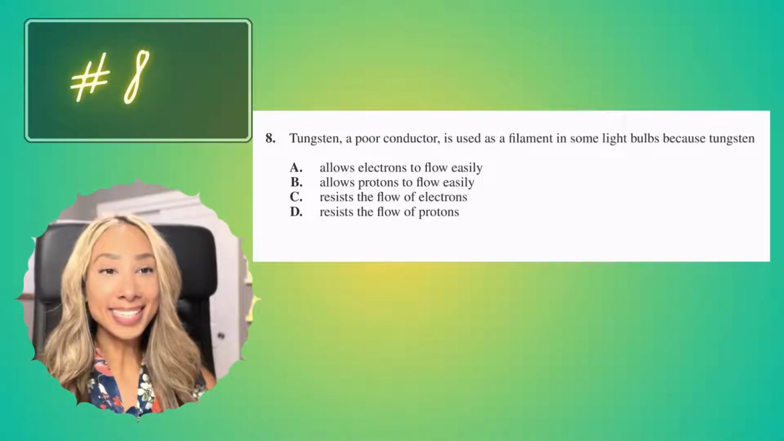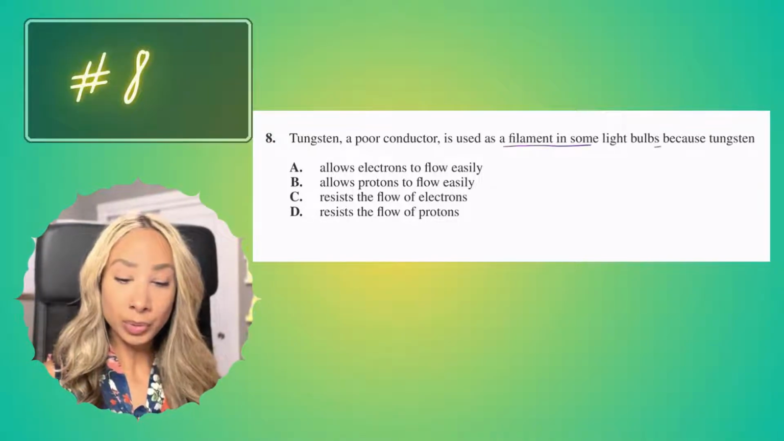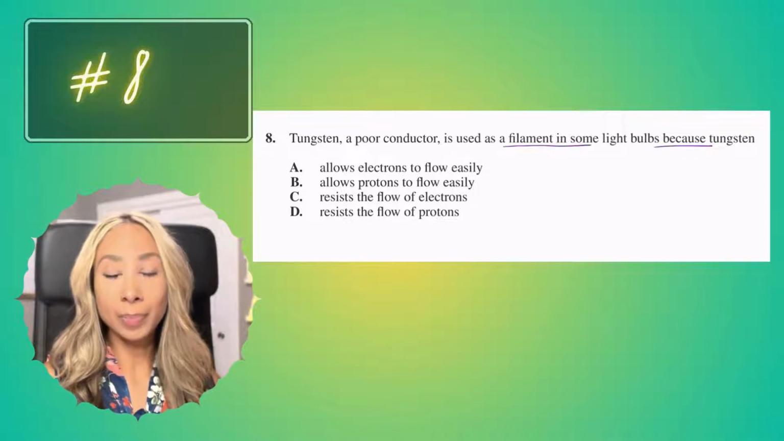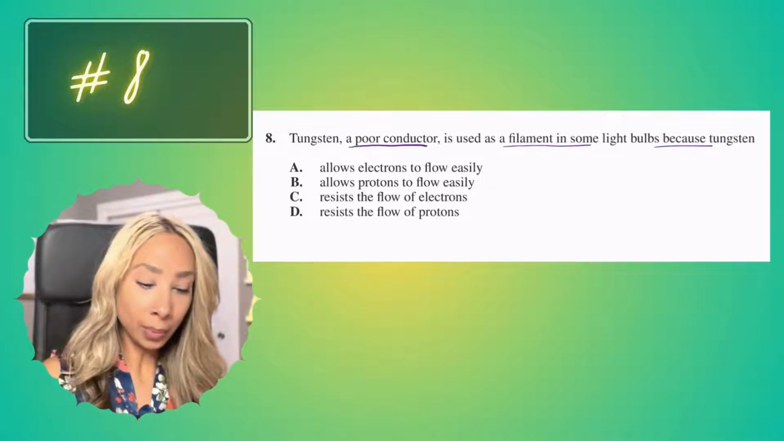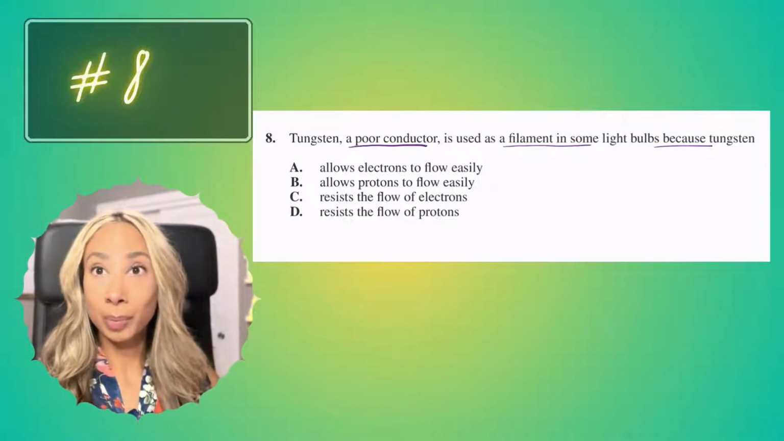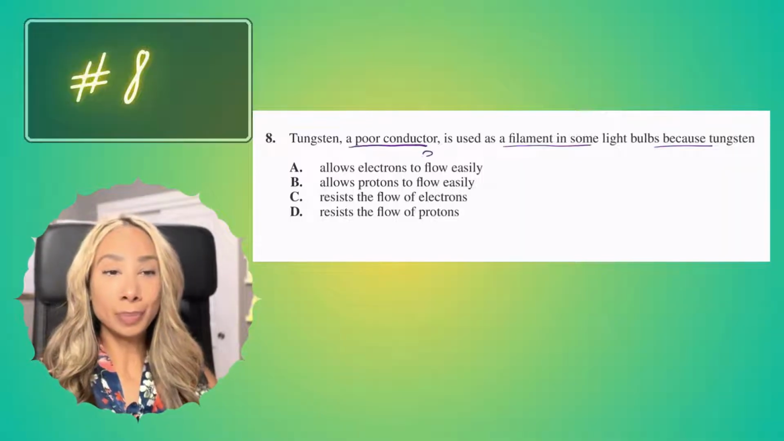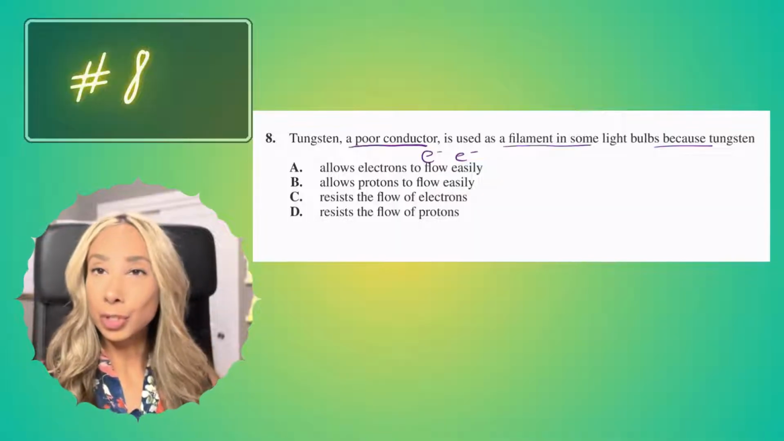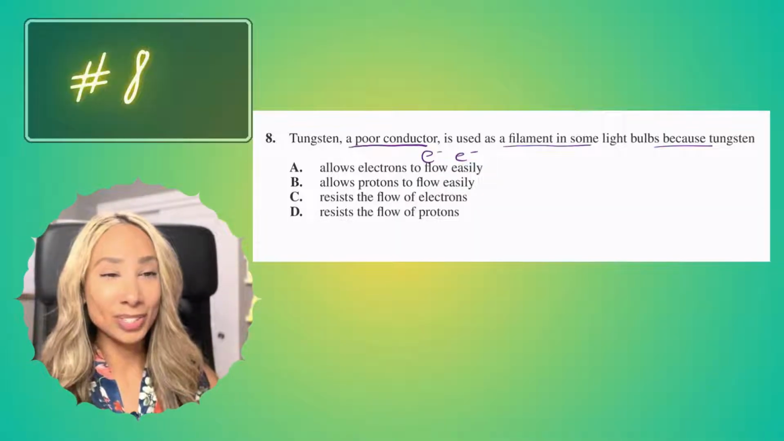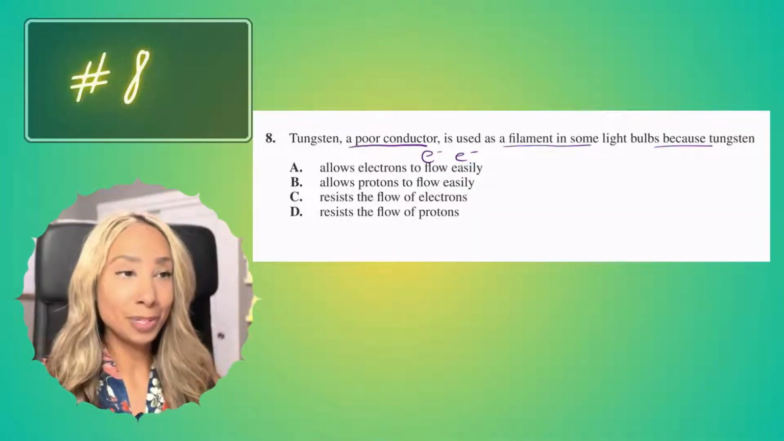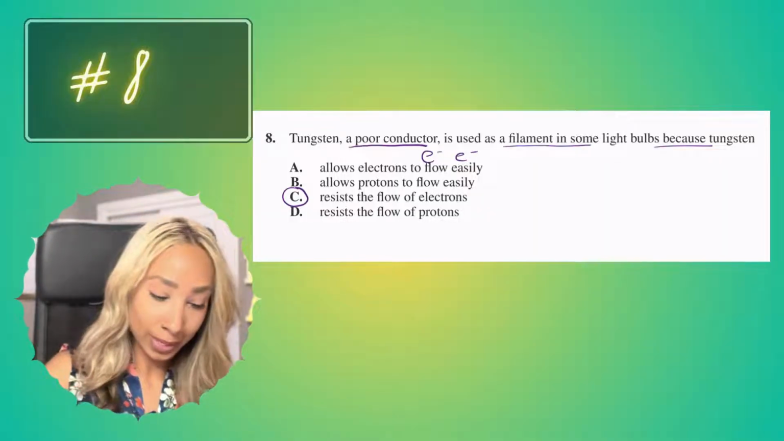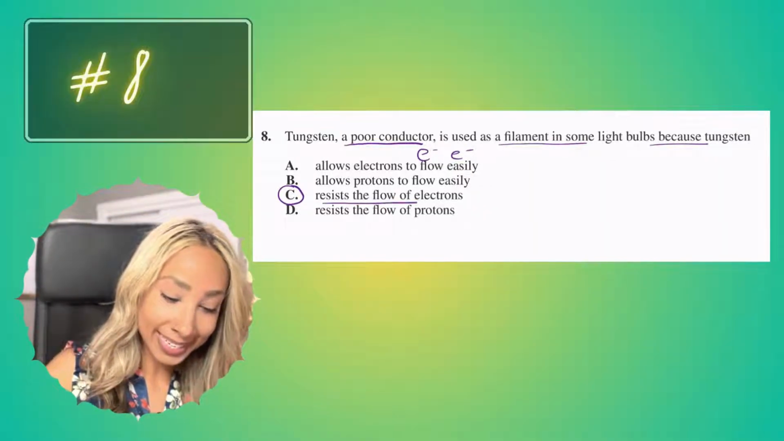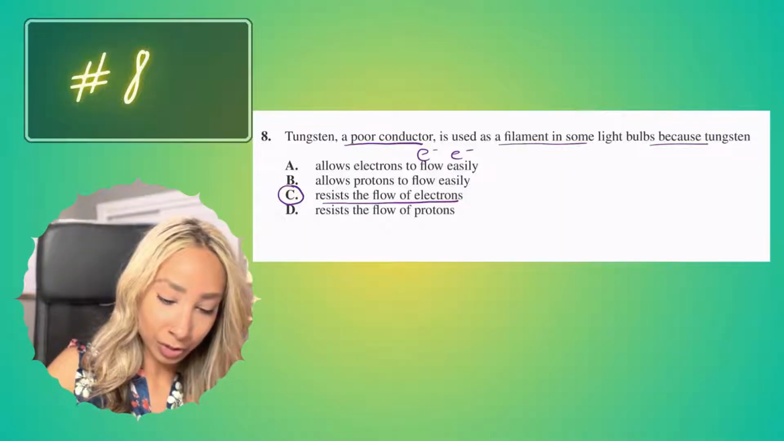Okay, number 8. So tungsten is a poor conductor used as a filament in some light bulbs because tungsten blank. So really what they're asking us is, do you know what a poor conductor is? A poor conductor means electrons can flow, but they kind of struggle a little bit. They've got a little bit of a resistance going on. So that means the only option for this one that's actually going to work is going to be C, where it is going to resist the flow of electrons.